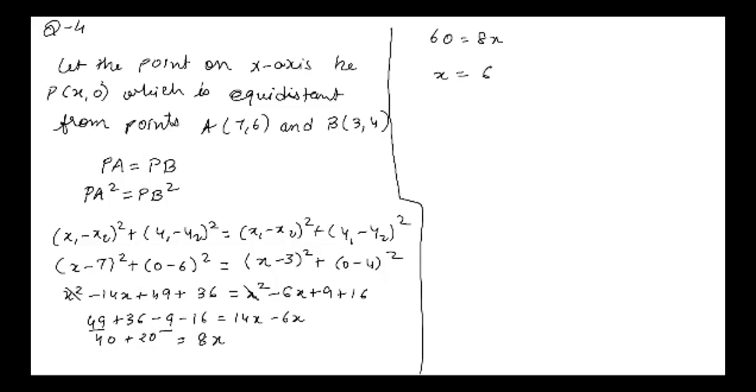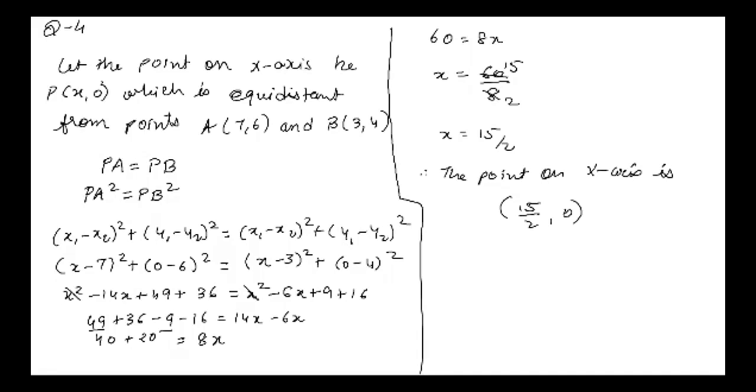So x will be 60 by 8. 4 2s are 8, 4 15s are 60. So the value of x is 15 by 2. Therefore, the point on the x-axis is (15 by 2, 0).